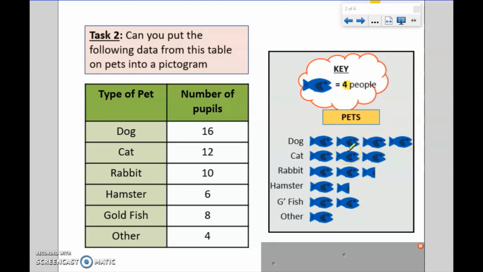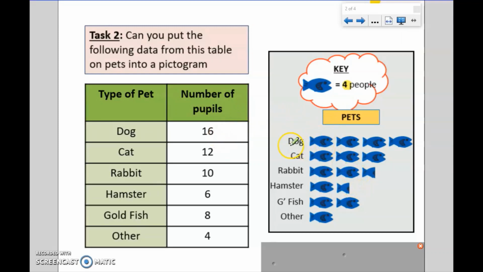You may have used a dog, a cat, a smiley face, a goldfish, a flower, any sort of image, and you may have said that your image was worth 2 people or 3 people or 6 people. I've used 4 people. So your pictogram could look different, but it has to be accurate and reflect the data.